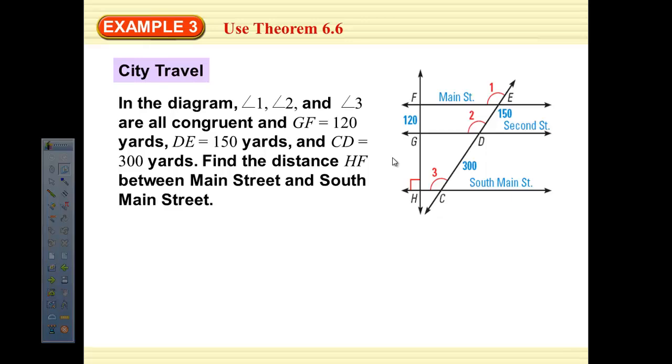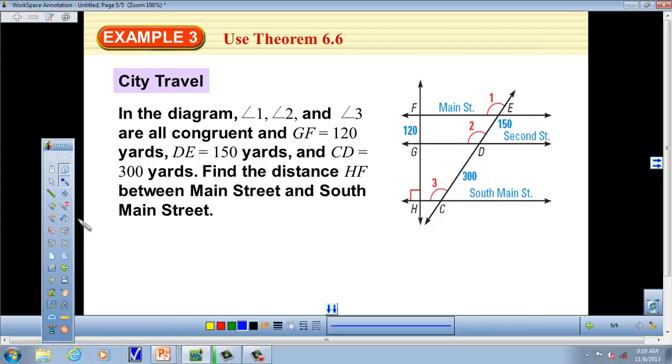Okay, now we're going to look at theorem 6.6, which tells us if we have three or more lines that are parallel, then we know that it cuts it proportionally. And I'm going to do a little bit different than the book or the slides do it, but we'll understand both ways. First of all, we have to show that HC, GD, and FE are parallel. If we look, angles 1, 2, and 3 are congruent, so that makes the lines parallel because they're corresponding angles.